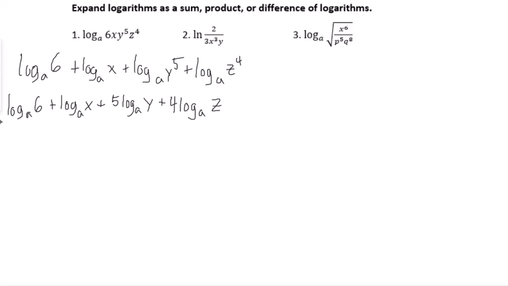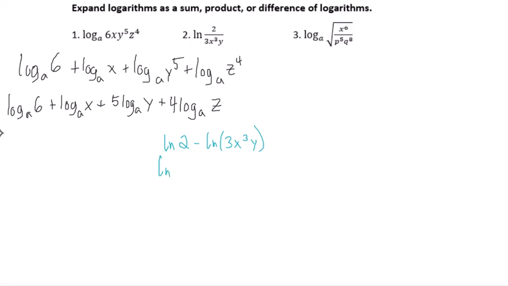All right, let's look at the next one. So this is ln. I always like ln because you never have to worry about writing a base, because the base is always e. ln of 2 minus ln of 3x to the 3rd y. All right. Now inside here, there's multiple multiplications. So we need to take care of that.